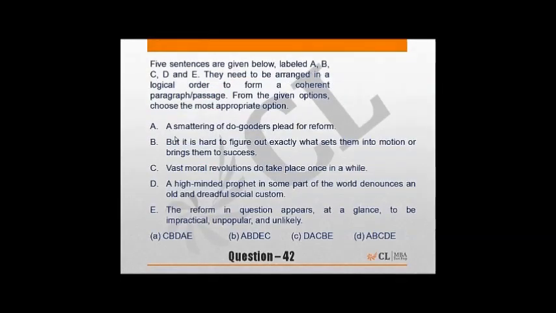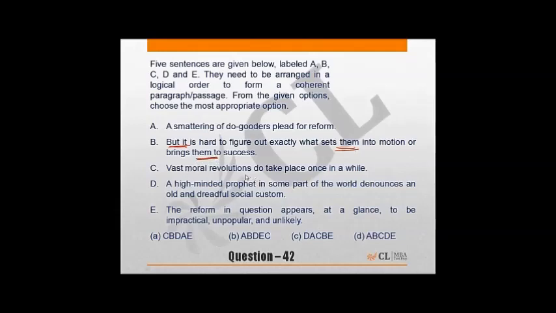Question 42. Another question of parajumbles. Much shorter statements in this case. Let's quickly go through the statements. A: A smattering of do-gooders plead for reform, but it is hard to figure out exactly what sets them into motion or brings them to success. But that means something to the contrary should have happened before it. What sets them into motion, who or what is this 'them', we need to find out.